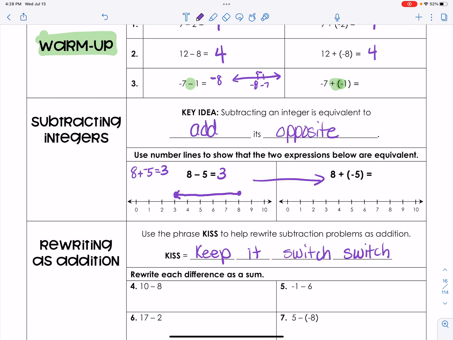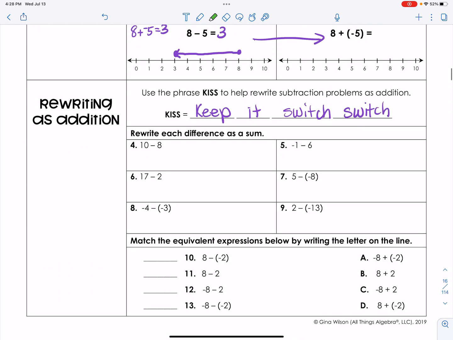So honestly, I remember this up here. KISS is too difficult for me to remember. So I just remember to add its opposite. You're going to hear me say add its opposite. You're not going to hear me say KISS, because when you get to high school, you're going to say KISS in a class and they're going to look at you like, what are you talking about? So I just remember to add its opposite.